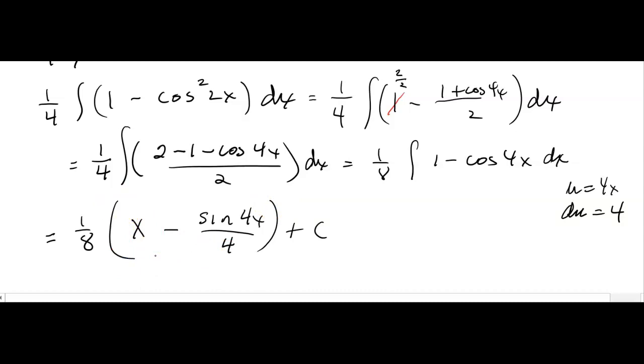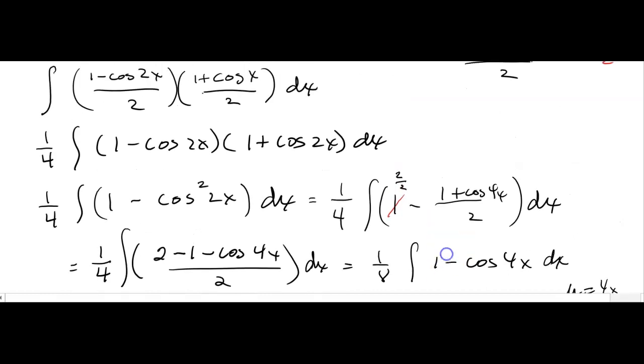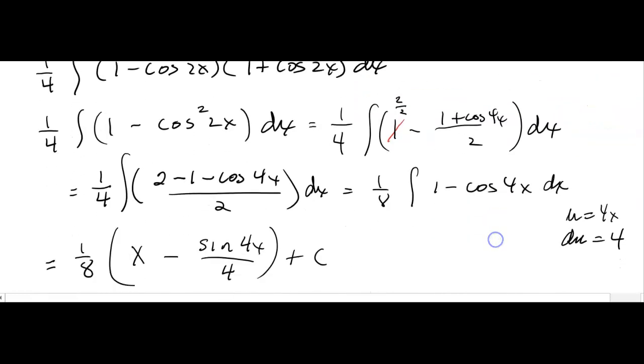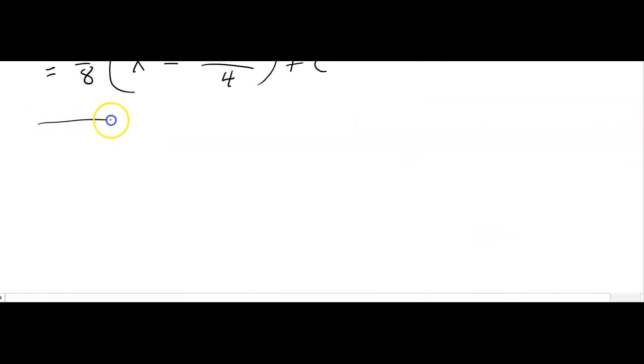Okay, so again, it's different techniques. These are called power reducing. You can use them to take your trig functions that are squared and reduce them down. Let's keep going.